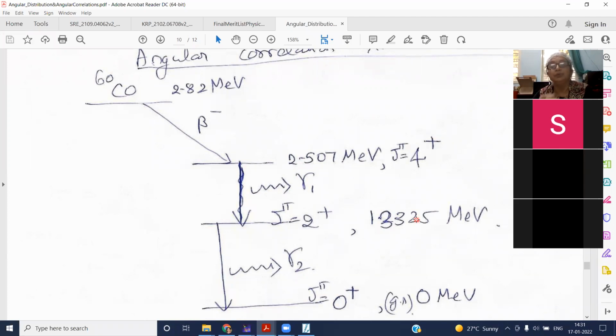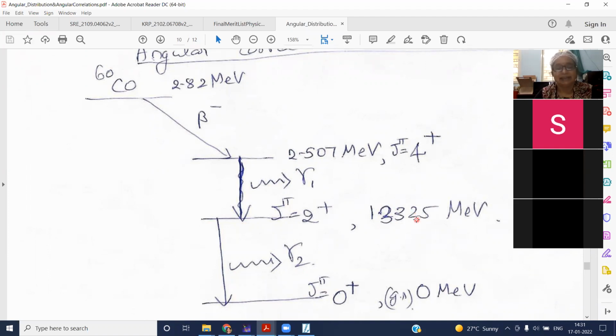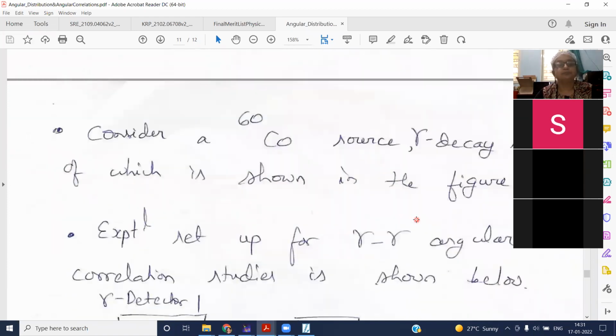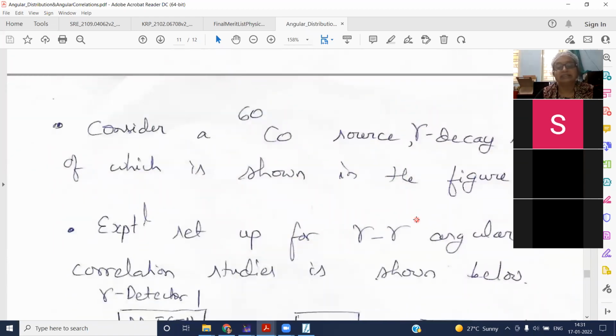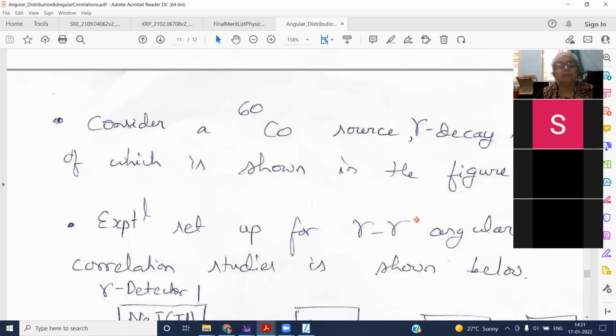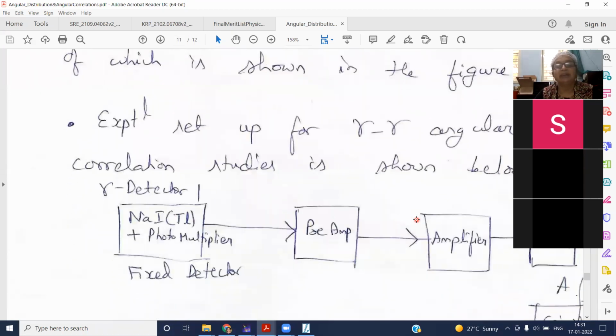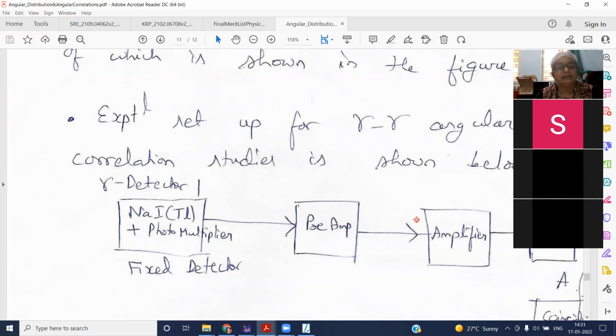Fine. But what you don't know is that these are cascade gamma rays. You are going to use cascade gamma decay in this particular analysis. You have cobalt 60. This decays as shown. Experimental setup for gamma-gamma correlation studies. I want to study the second gamma ray with respect to the first gamma ray. How do I show you the experimental setup?